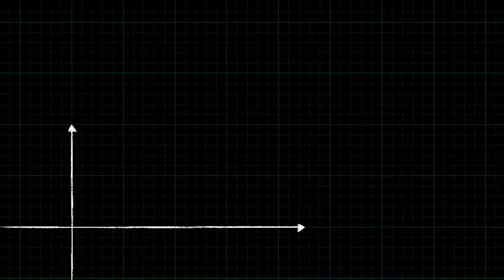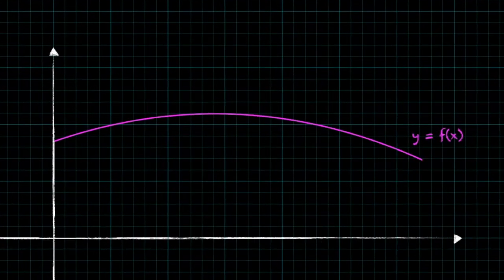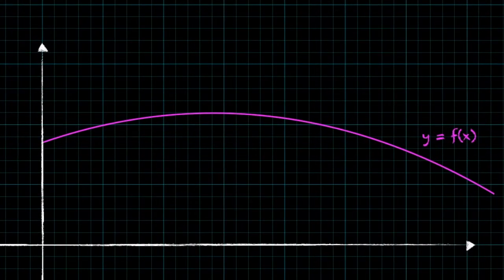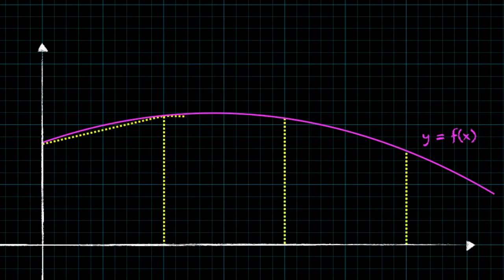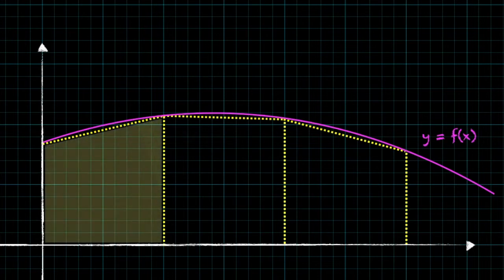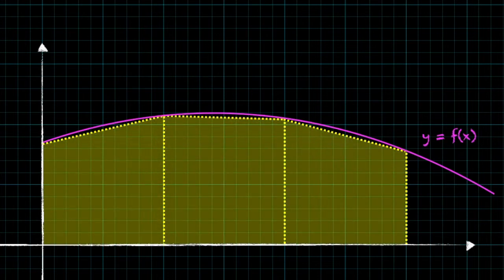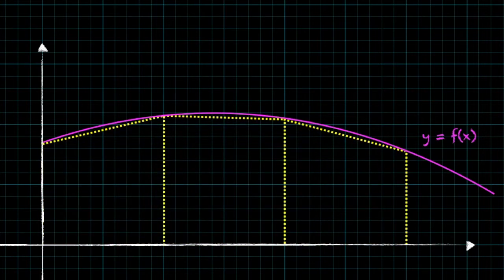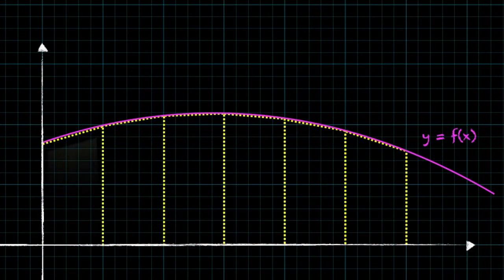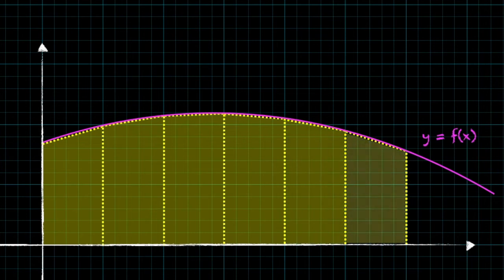Hey guys, today I've got a video for you on another branch of numerical analysis. We're going to be looking at numerical integration using the trapezium rule. As the name suggests, the trapezium rule allows us to approximate the area under a curve using trapezia. And the more trapezia there are, the more accurate the approximation is.